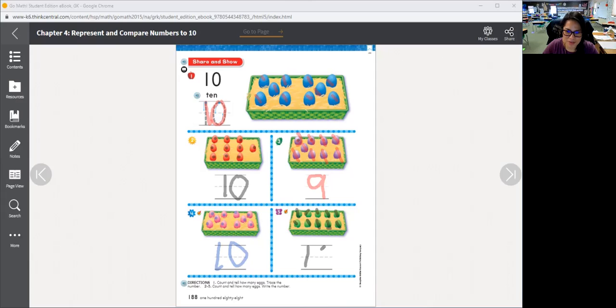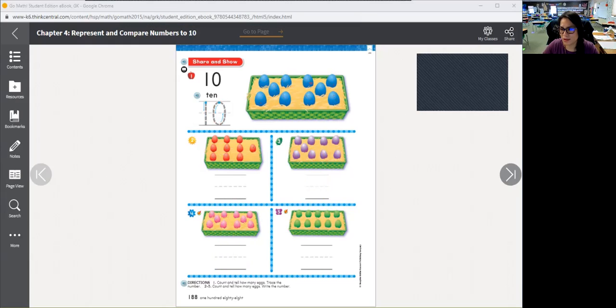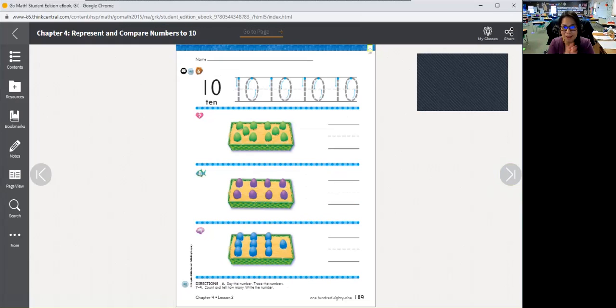Good job. How many are there? 10. Thank you, Russell. You can mute yourself. Thank you for all those who helped me. And everybody should be doing the work along with me. Here we go. We got more baskets to count.